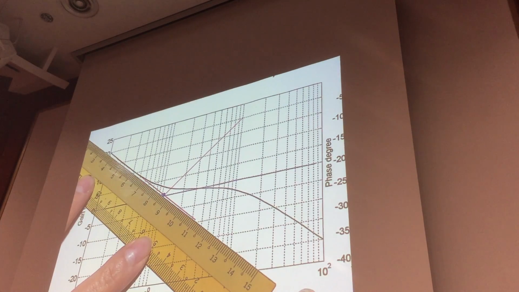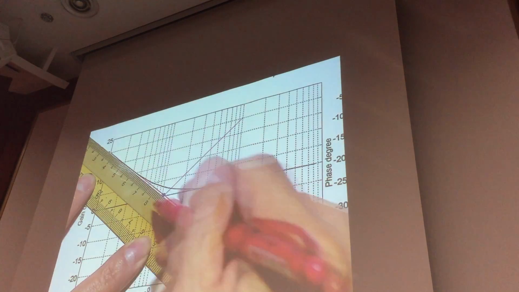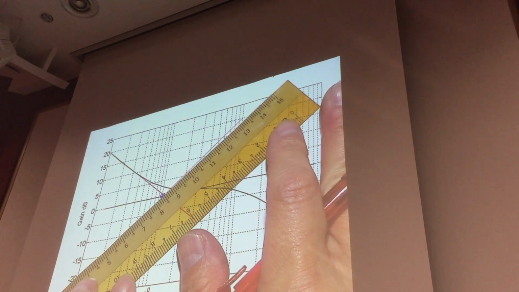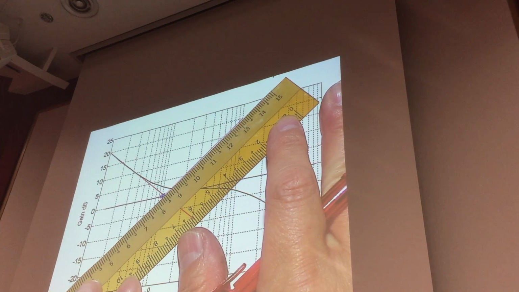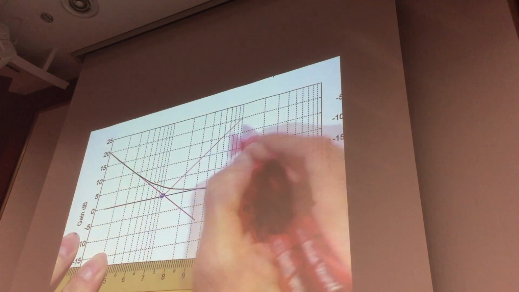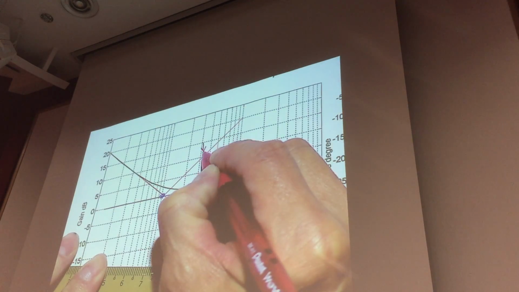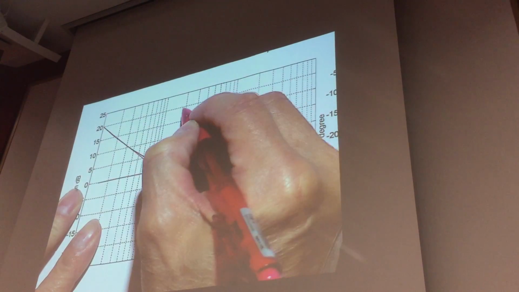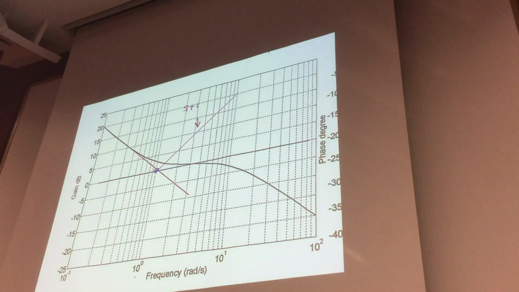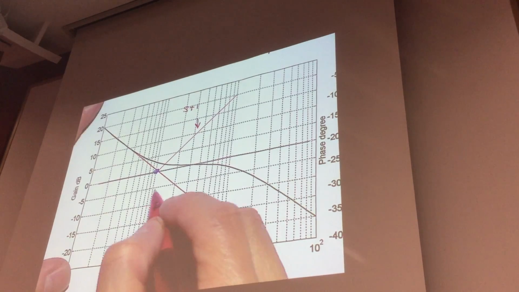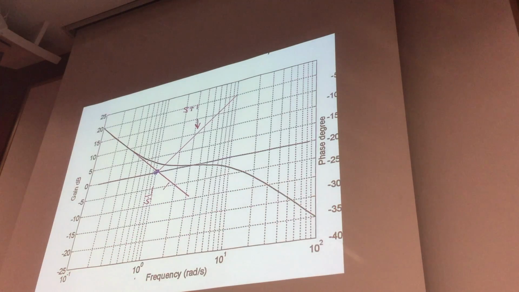This guy is going down like that. If there was nothing else, it would keep going down. But it got pushed up to be horizontal here. That means there must have been something pushing up here. So the corner frequency is 1: s plus 1, tau is 1, so omega is also 1. This guy here is 1 over s.